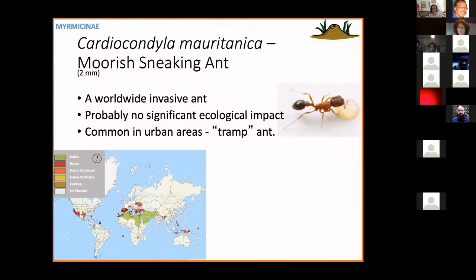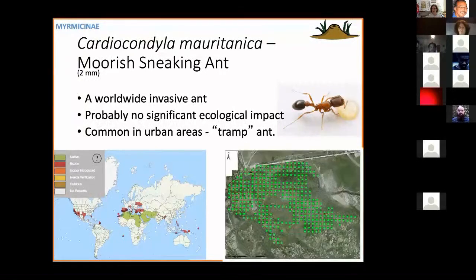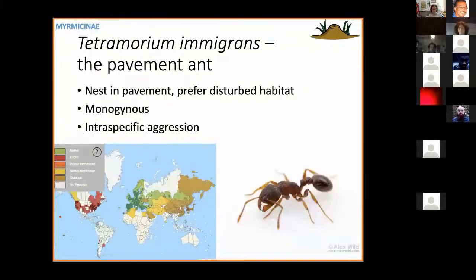But they have a pretty small nest, and we see them in urban areas, but also you might see them in natural habitat, like in Jasper Ridge. We have them in a few little populations, but they don't seem to have the same devastating impact like the Argentine ant. Another ant you might have at home, which is again a non-native species, is the pavement ant, okay, Tetramorium. Immigrants, they got a new name a few years ago, a new Latin name.